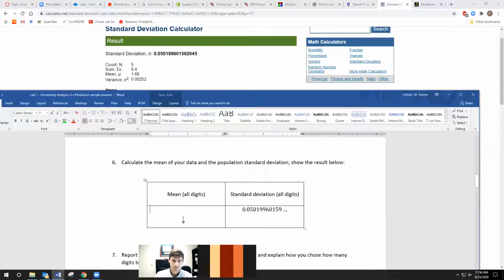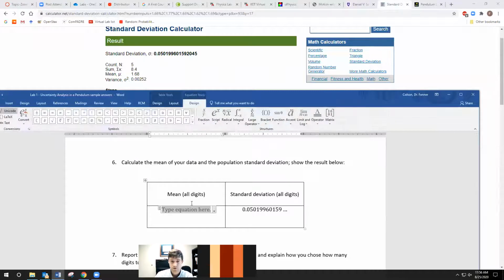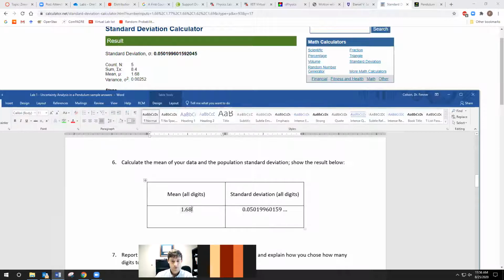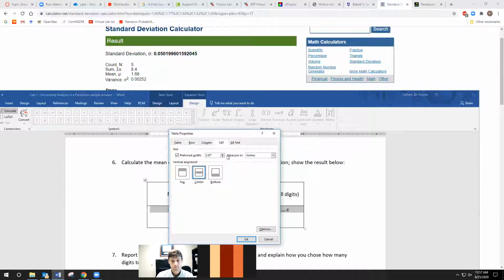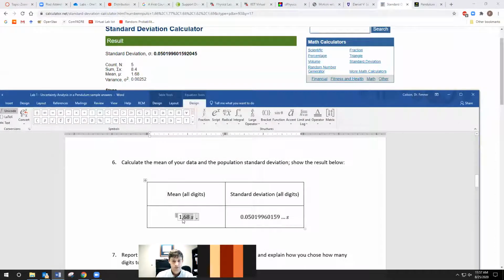And the mean, well, there weren't a terribly large amount of digits when we calculated the mean. The mean was just 1.68. So the mean here has units of seconds, and the standard deviation is also in units of seconds. So our mean was 1.68 seconds, and our standard deviation was around 0.05 seconds. And I'll highlight these as well.